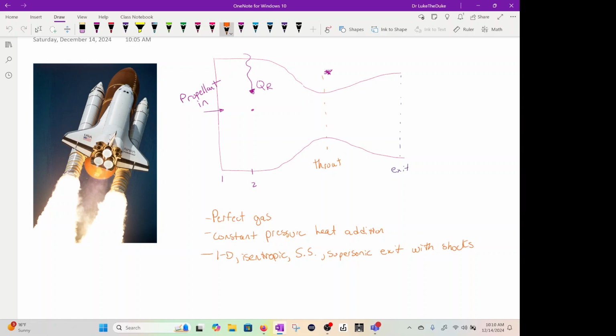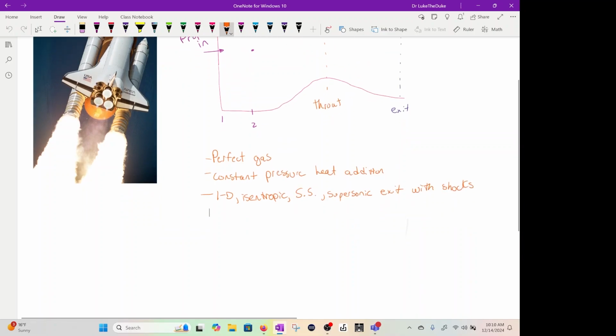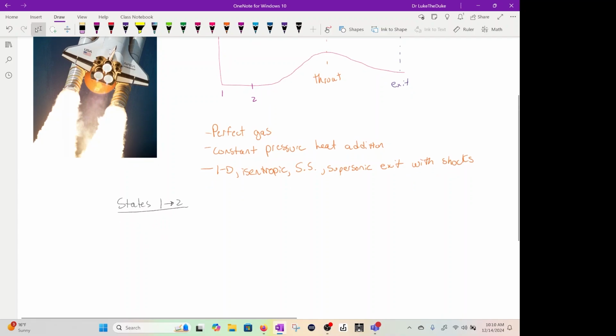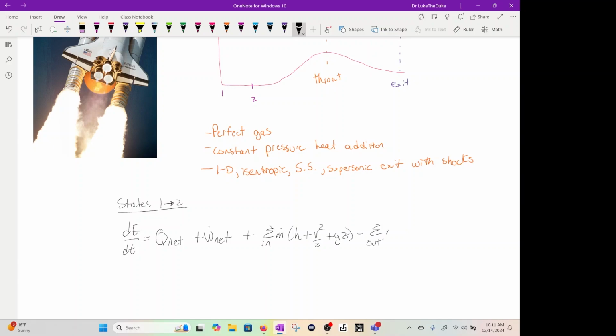All right, so the way I'm going to do this is let's look at 1 to 2. State 1 to 2. We're going to do an energy balance. Okay, so dE dt equals q dot net plus w dot net plus the summation of m dot in h plus v squared over 2 plus gz minus summation of m dot out in its terms.